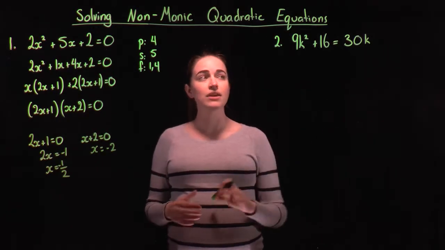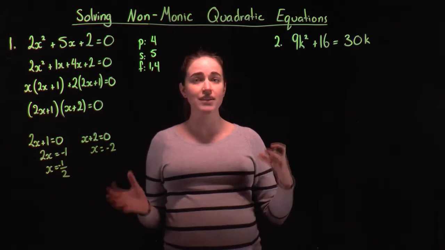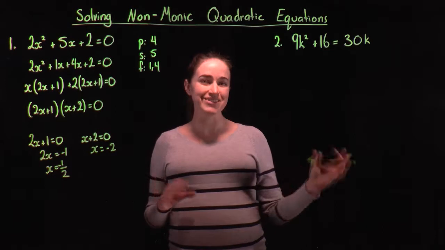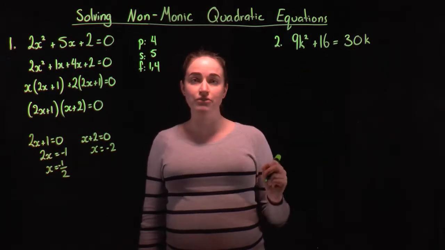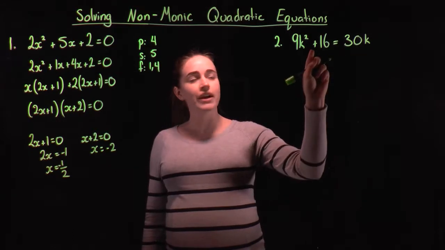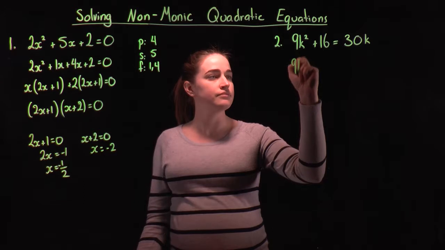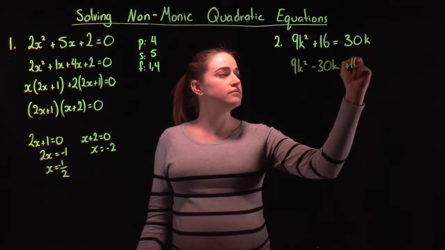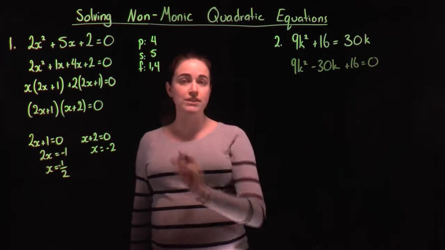If we have a look at our second one, it looks a little bit different because we don't have everything on one side of the equal sign and then an equal to 0. So the first thing we're going to do is rearrange it so that we do have it looking like that. So I'm going to minus that 30k from both sides, and I'm going to slot that term into the middle so that it's in the right order. So now that we've rearranged it, we're going to go through this same process.